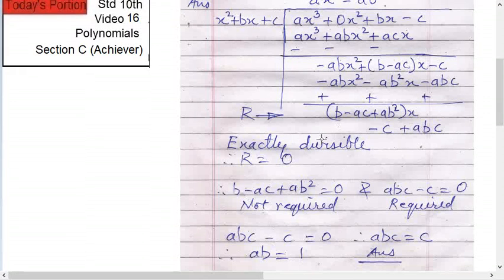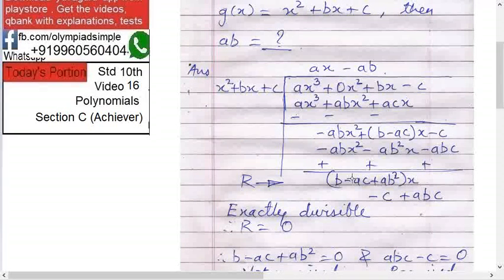Second, for x what you get is (b minus ac plus ab square) into x, and here minus c plus abc, right? Now it is given that it's exactly divisible, it means remainder will be 0. Now remainder will be 0 means what? b minus ac plus ab square is 0, and abc minus c, this one, is also equal to 0.